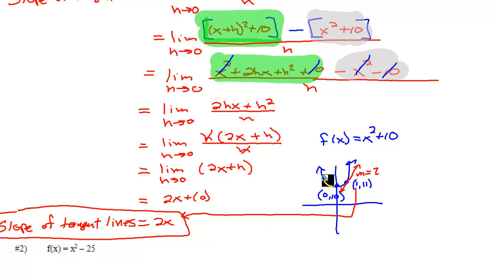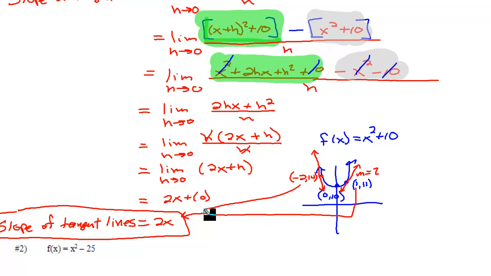Let's say over here at this point, which is negative 2, 14. It's negative 2, 14 because if you put a negative 2 into this function up here, negative 2 squared is 4, 4 plus 10 is 14. So what's the slope of that tangent line at that point?